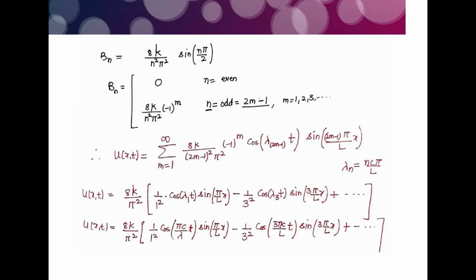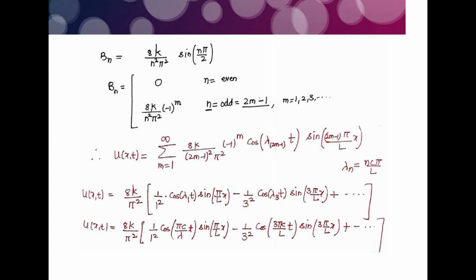On simplification, Bn is given by 8k upon n square pi square sine of n pi by 2. Now this expression sine n pi by 2 can be further simplified. For even values of n, this sine expression is always 0. So only for odd values of n will we get non-zero values. So Bn is 0 if n is even, and if n is odd, like 1, 3, 5, we have alternately positive and negative signs. If you want to keep this expression as it is, you can keep it, or you can simplify it further.